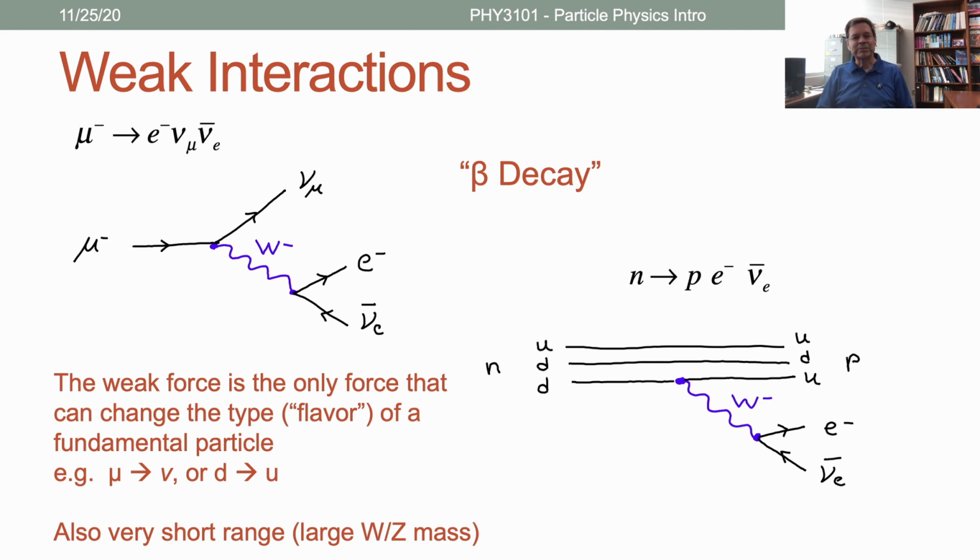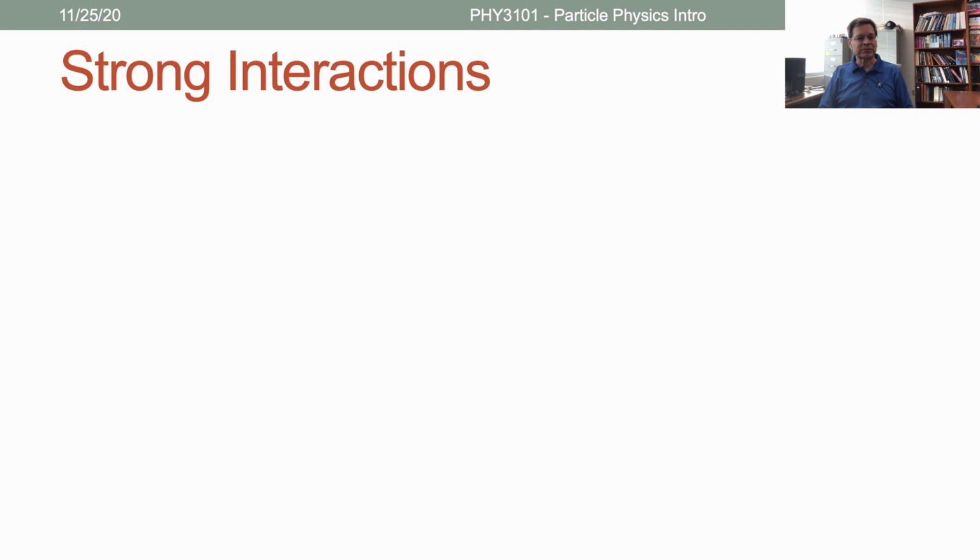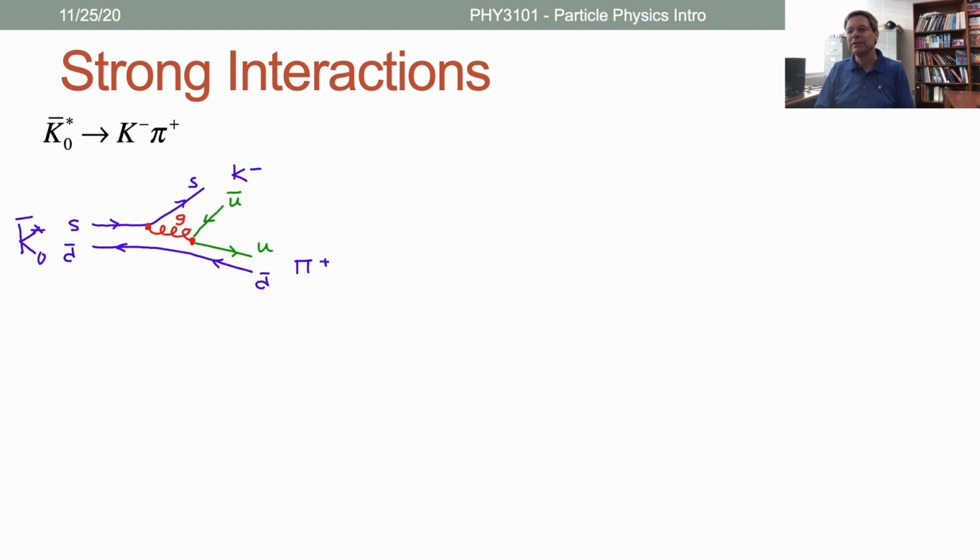All right, finally, that brings us to the strong nuclear force, the strong interactions. So let me describe how those can take place. Let's do something maybe a bit complicated for hadron decays. Here's an anti-excited kaon, a neutral kaon, a K0 star bar, that can decay to a K minus and a pi plus. So a negatively charged kaon and a pi plus, a positively charged pion.